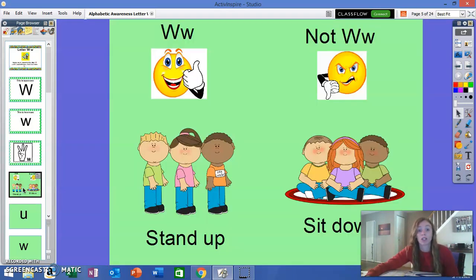So now what we're going to do is you are going to look at your screen, and if you think that it's the letter W, you're going to give it a thumbs up, or you can stand up if you feel like you need to get your body moving. If it's not a W, then you're going to give a thumbs down, or you're going to sit down. All right, let's get started.